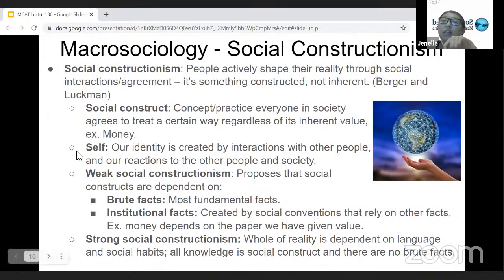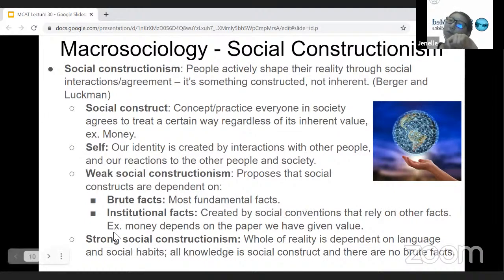And then he also defines self as our identity being created by interactions with other people and also created by our reactions to other people and society. And he also defined a difference between weak social constructionism and strong social constructionism. So they proposed that social constructs are dependent on brute facts, which are the most fundamental facts, and also institutional facts, which are created by social conventions that rely on other facts.